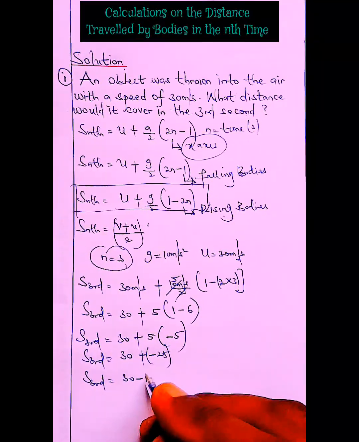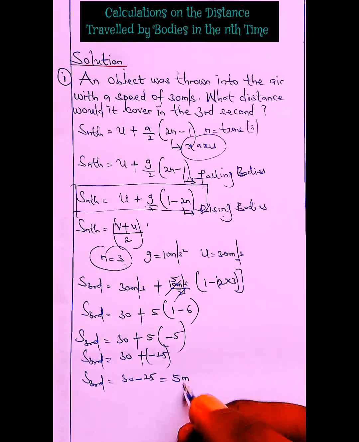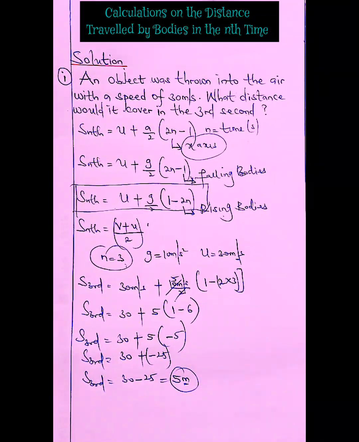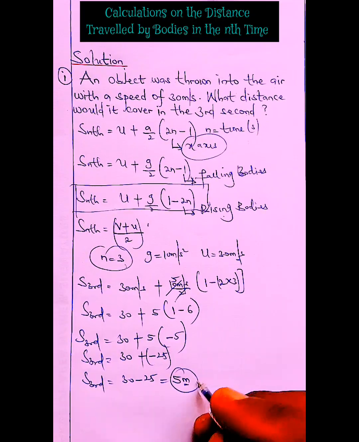30 plus and minus is minus. 30 minus 25 will give us 5 meters. So the body covered a distance of 5 meters in the third second. So if you really want to save yourself the stress of getting the distance traveled after 2 seconds and 3 seconds, that's the best formula to use, as simple as ABC.